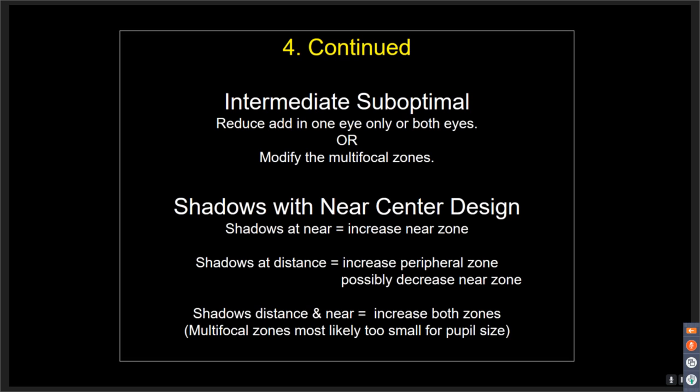Now, there are different things that you can do. If the patient's intermediate is just not as good as they want, can you cut the powers if you want? You can. You can, again, do whatever you want. What about shadows? Shadows are, again, zone sizes. So you're going to have to probably increase the zone size. If you have a shadow at distance, you're going to need to give them, in this particular design, more peripheral zone. So you might want to decrease the intermediate zone or decrease the near zone. Again, think of it as just kind of property or land. You're decreasing one to improve the other one, or changing one to help the other one. So it's a plus and minus arrangement all the time.